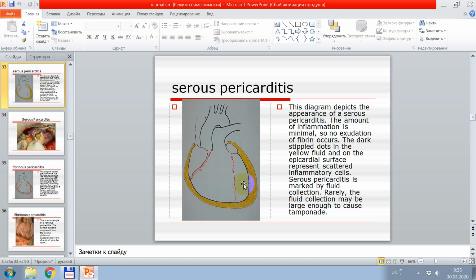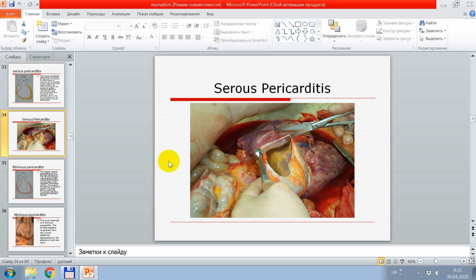Serous pericarditis is marked by fluid collection. Rarely the fluid collection may be large enough to cause tamponade. And this macroscopic picture shows serous pericarditis, with accumulation of serous exudate in the pericardial cavity.